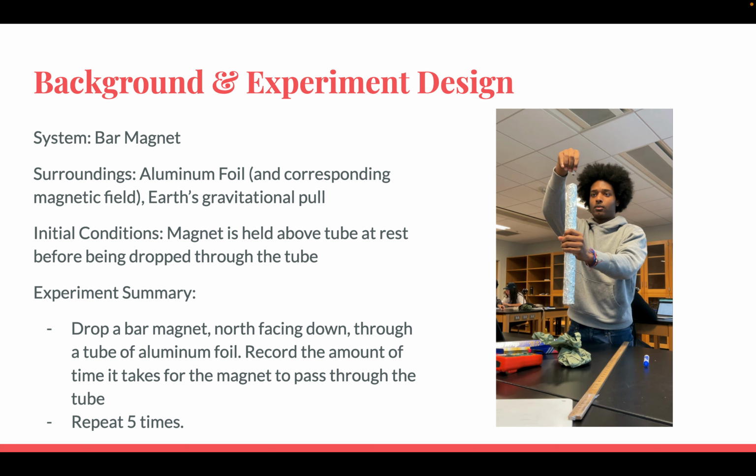The experiment design was quite simple. The system was a bar magnet, and the relevant surroundings were the aluminum foil tube and the Earth's gravitational pull. Initial conditions were holding a bar magnet, north side pointing down, above a tube of aluminum foil. Record the amount of time it takes for the magnet to pass through the tube and repeat 5 times.